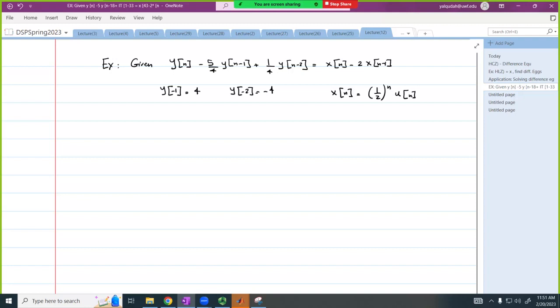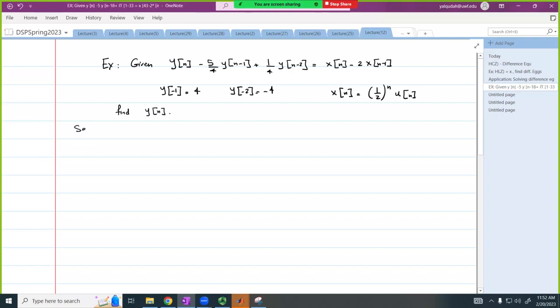You go to the system and look at its initial conditions. It might be clear there's no initial condition, the system is at rest. Or it might not be clear, and it has some initial conditions in it. So therefore, we're going to find y of n.